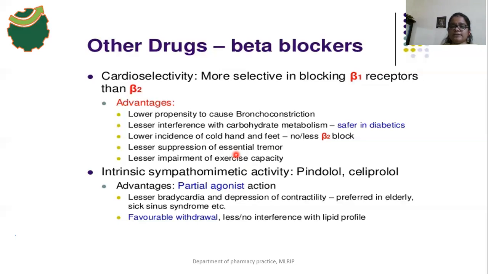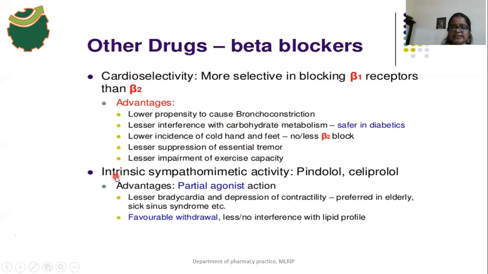Here, the beta 1 selective drugs only block the beta 1 receptors. They do not block the beta 2 receptors, because the glycogenolysis process, the lipolysis process, and the vasodilation effect are mediated by beta 2 receptors. So these cardioselective drugs do not affect glycogenolysis, lipolysis, or vasodilation. That's why there is a lesser impairment of exercise capacity. So this is the advantage of cardioselective drugs.